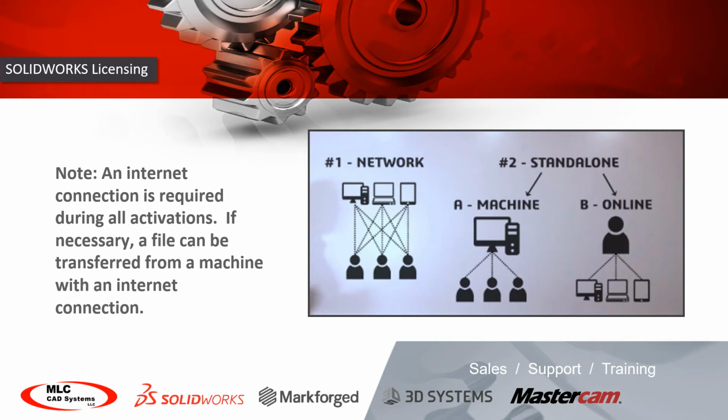Whatever type you use, an internet connection is required during the initial activation. If you're working with a computer that cannot be attached to the internet, you can take a file from that machine to a machine with internet, contact SolidWorks that way, and then bring a file back to that machine without an internet connection.